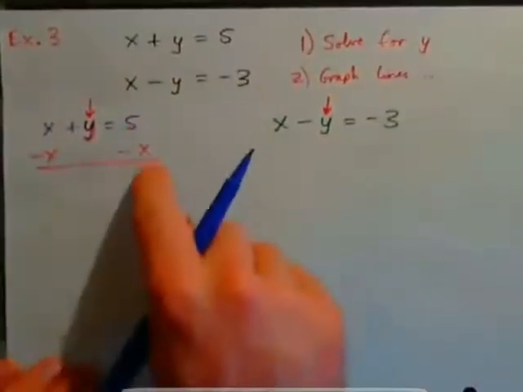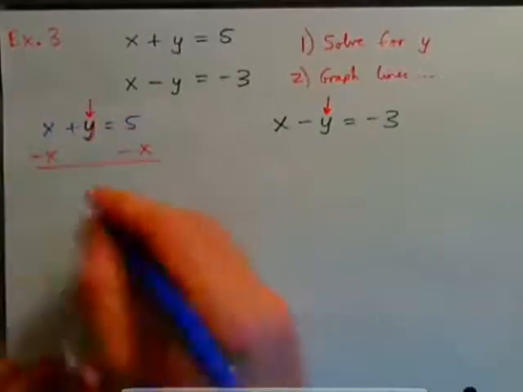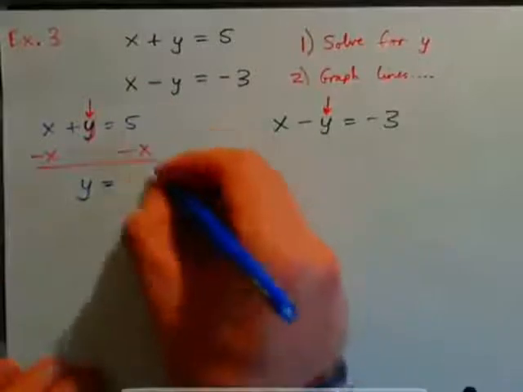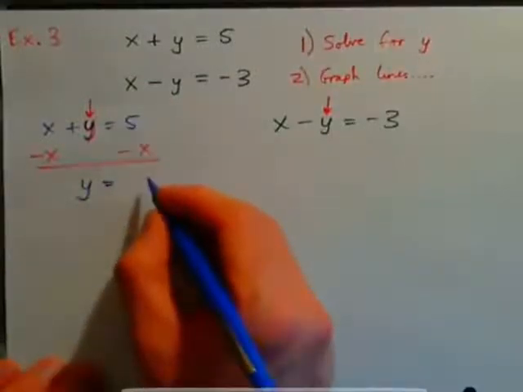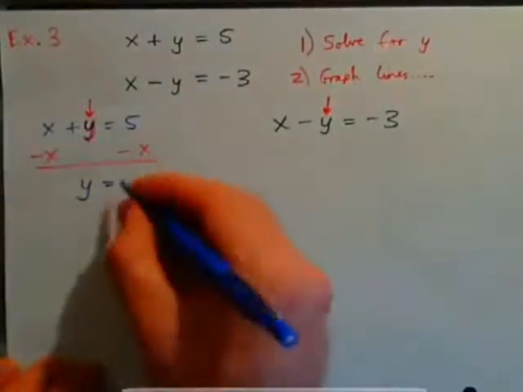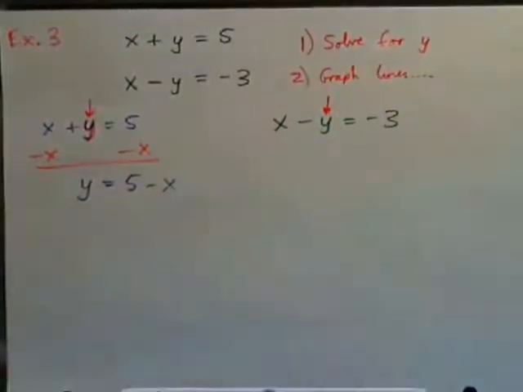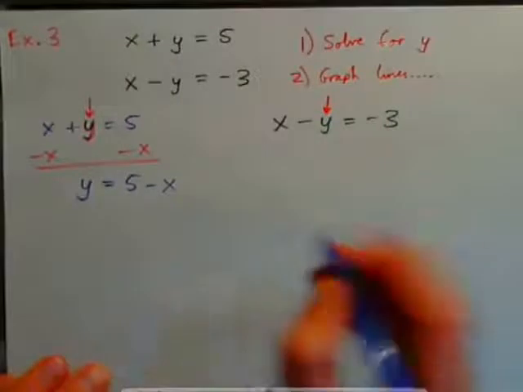Now, 5 minus x. So x minus x on the left leaves me simply with y on the left-hand side. 5 minus x. These are not like terms. Okay, they're not like terms. So I cannot subtract them. So I just write them beside each other. Now, that's 5 minus x.